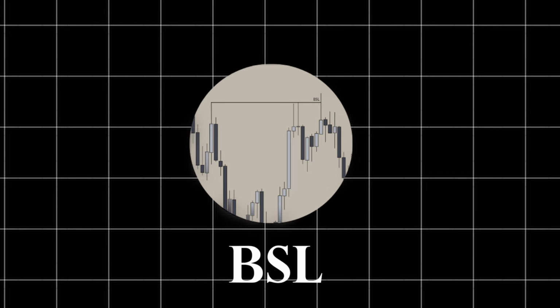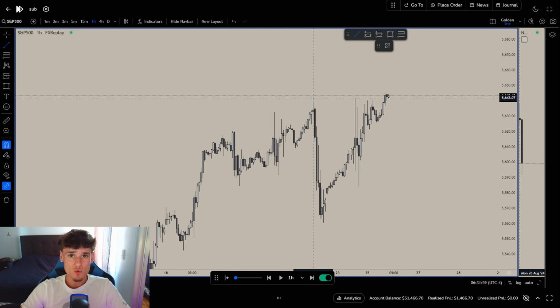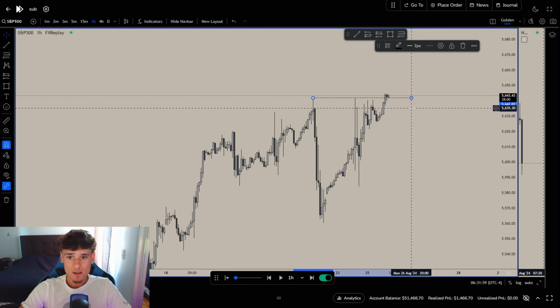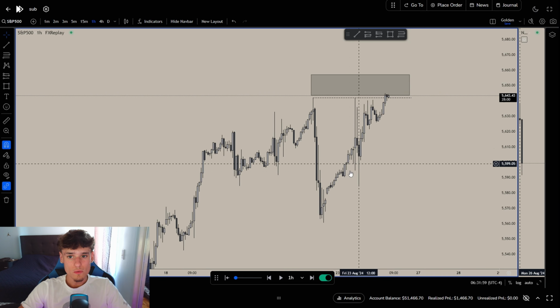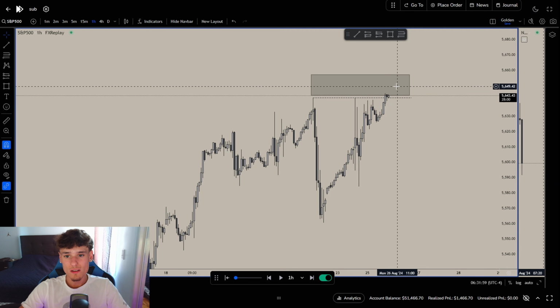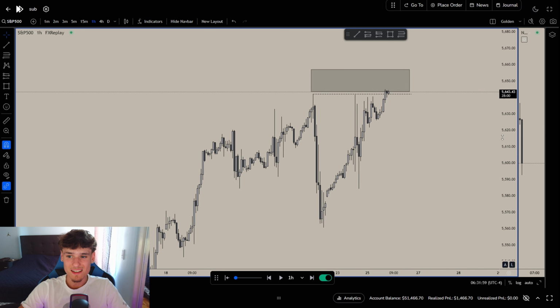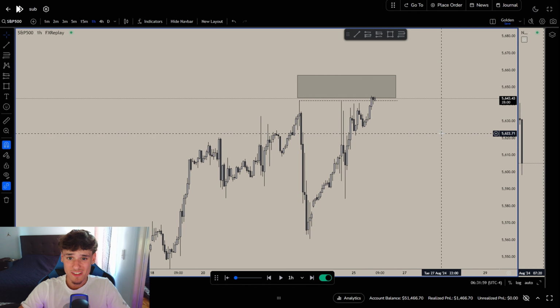Starting it all off, buy-side liquidity. Why is this so important? Well, buy-side liquidity is pretty much a zone. Think of it as a very popular food market, like Black Friday. Now, when those stores open, what's everyone gonna do? They're gonna flood into the market and buy everything because it's on special. I know it's kind of a silly example, but honestly, it makes perfect sense.